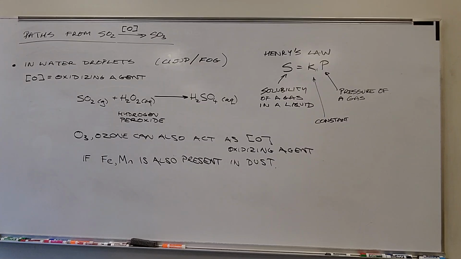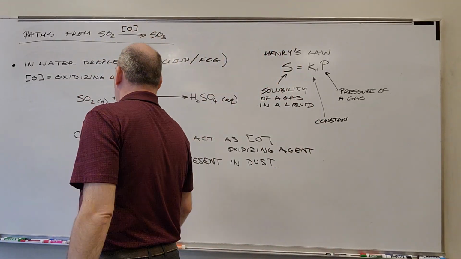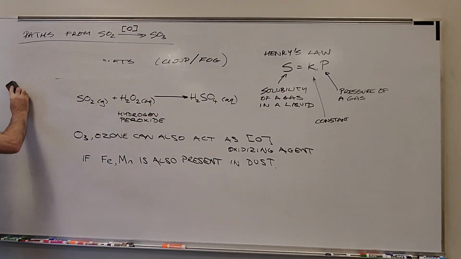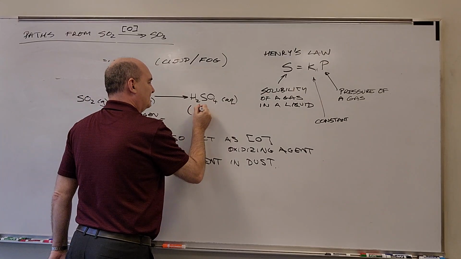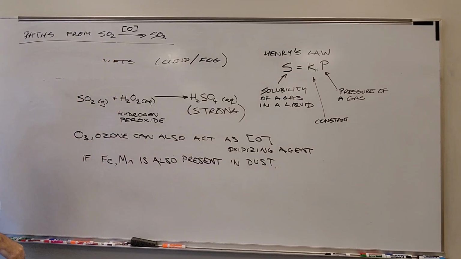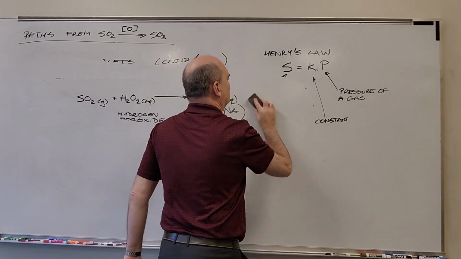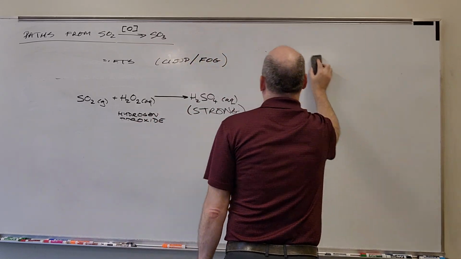Okay. So it is not unreasonable that your cloud could contain particulate matter that is rich in iron, that acts as a catalyst to allow the ozone to do this. The sulfur dioxide becomes sulfur trioxide, dissolves in the water, becomes sulfuric acid. It's a strong acid. That's one way. There's a couple of others.